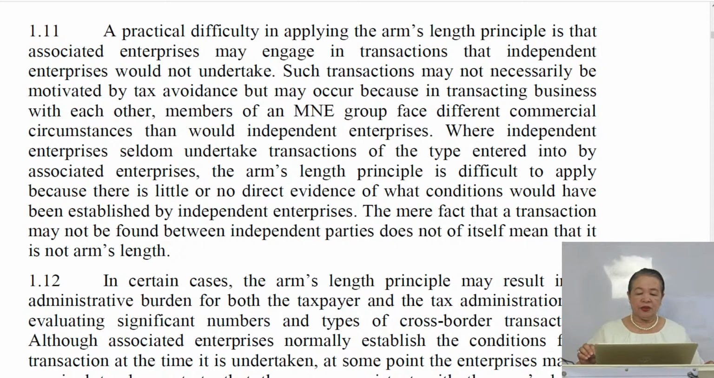Such transactions may not necessarily be motivated by tax avoidance, but may occur because in transacting business with each other, members of an M&A group face different commercial circumstances than would independent enterprises. So where independent enterprises seldom undertake transactions of the type entered into by associated enterprises, the arm's length principle is difficult to apply.